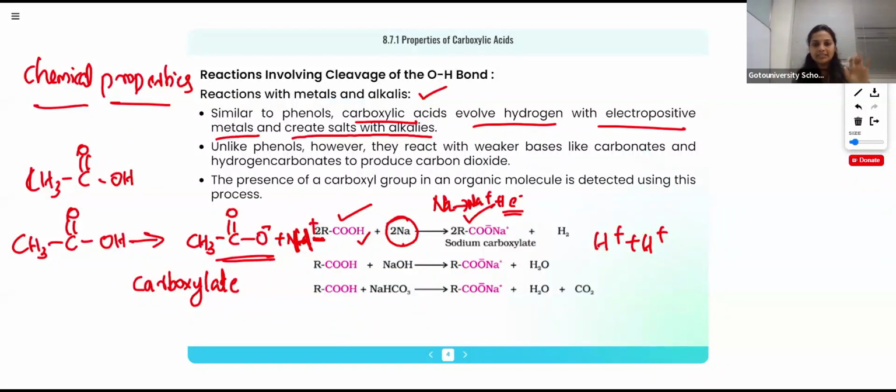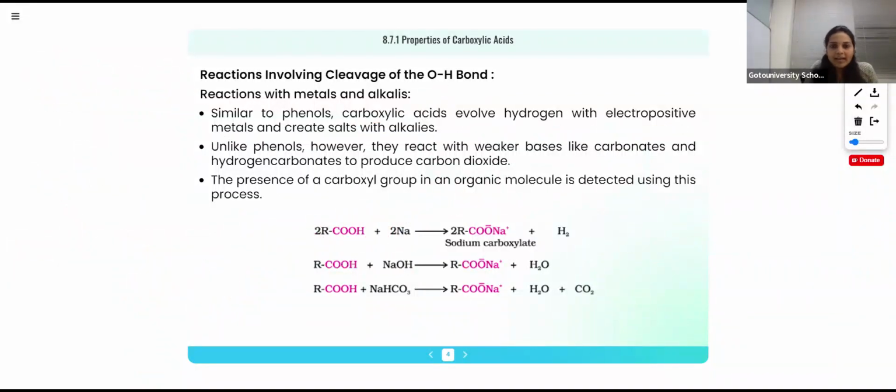Okay. So this is the reaction. Next one, here we are reacting the acid with the metal, right? Now we are going to react the acid with the sodium hydroxide, NaOH. How will you react the acid with the sodium hydroxide? Same reaction. Listen. The sodium hydroxide will convert into Na+ and OH-.